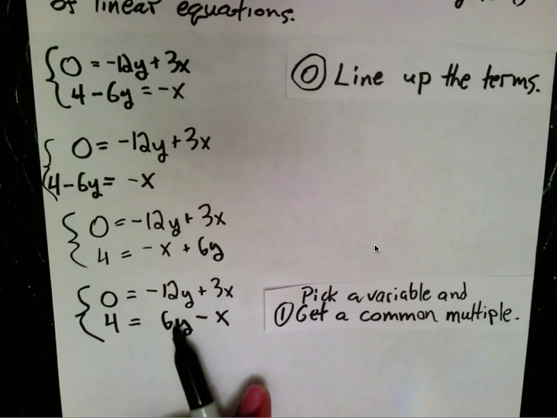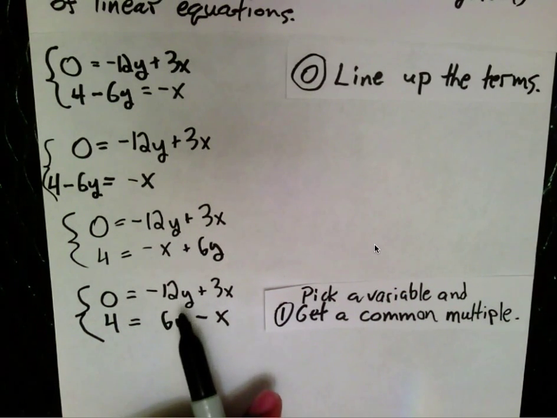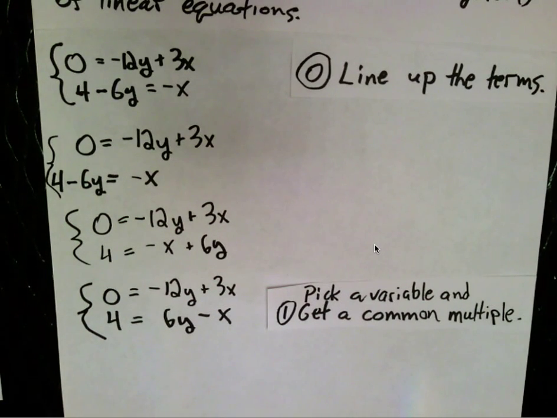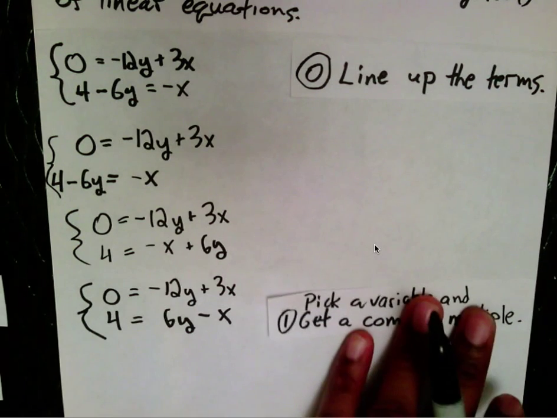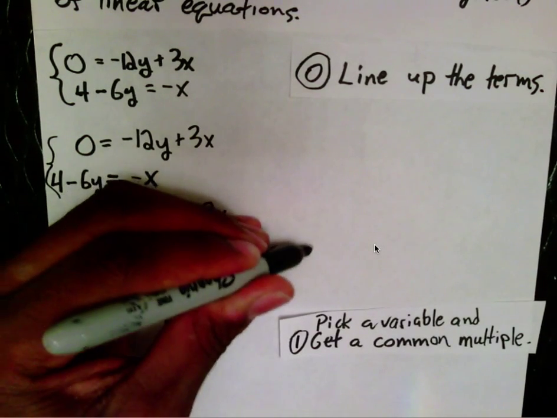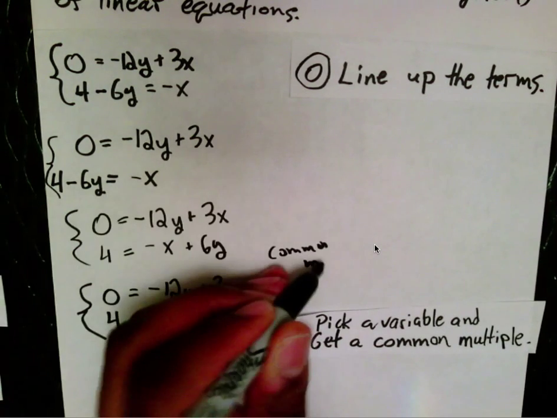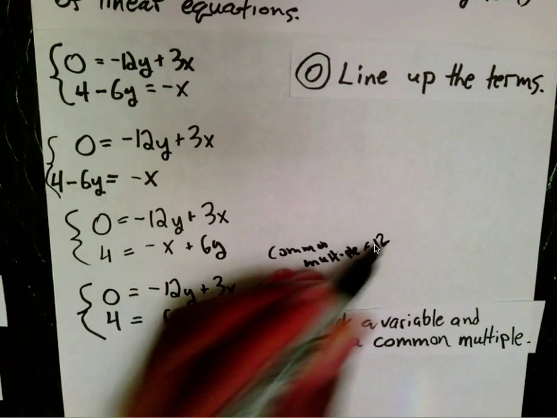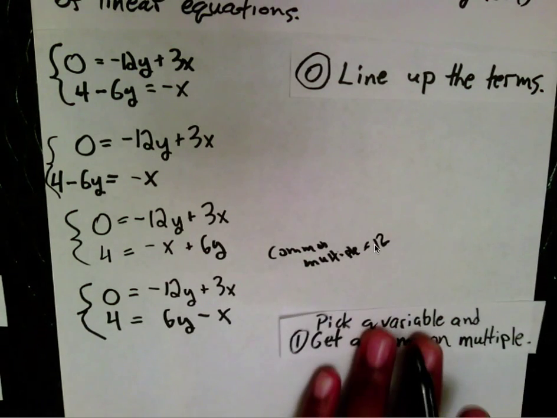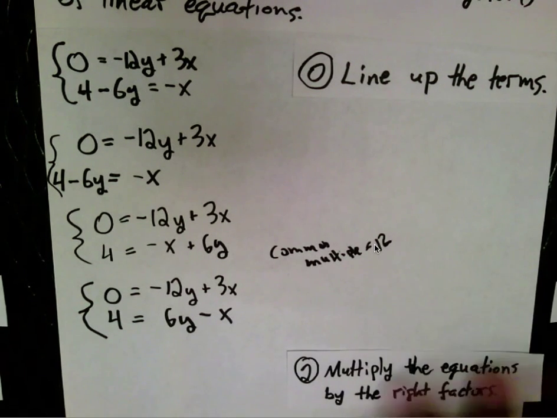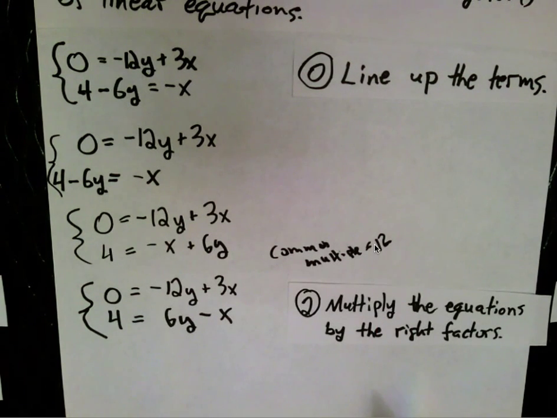6 goes into 12, and 12 goes into 12. So my common multiple is going to be 12. Okay? Now, actually I should write that down too. Common multiple is 12. Okay.